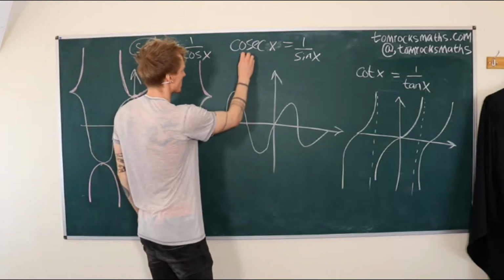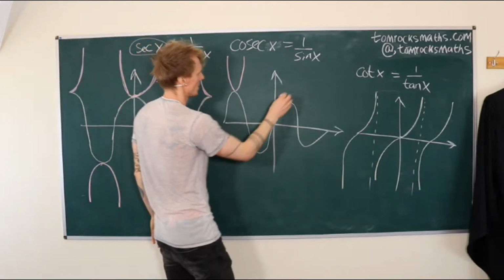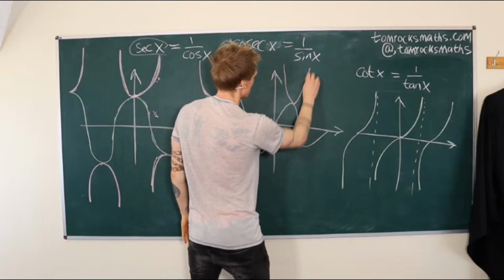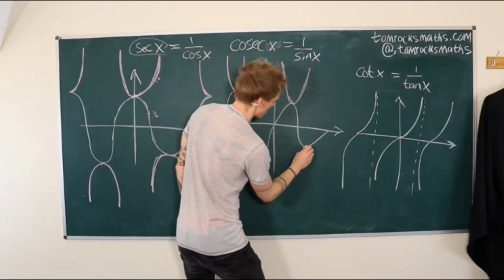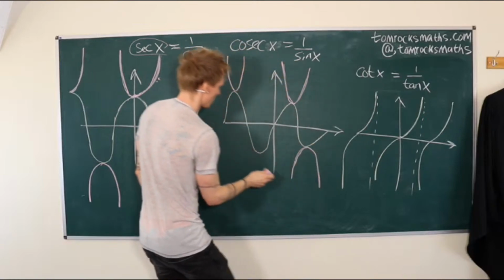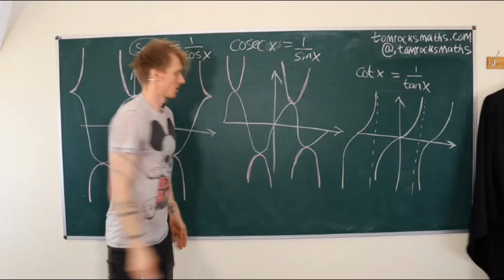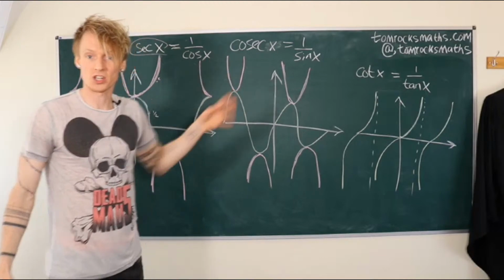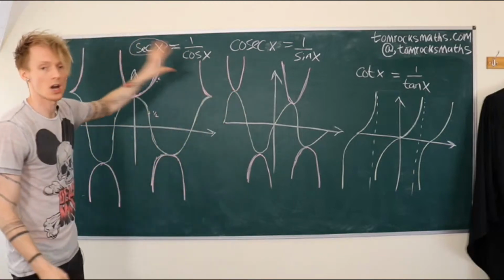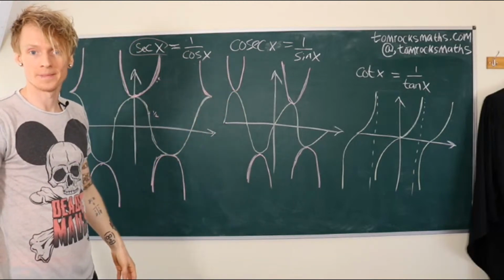So you get exactly the same thing here, here, and then the negative ones down here. So sec and cosec are very much similar graphs, just a shift, exactly like sine and cos are just a shift of each other.